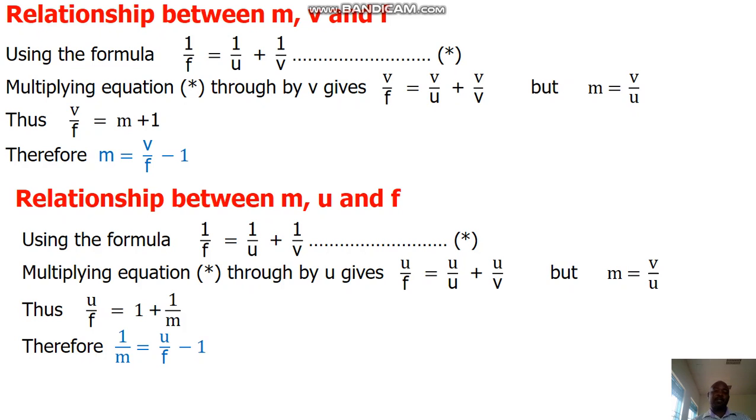Relationship between magnification m, object distance u, and focal length f. Still using the lens formula 1 over f equals 1 over u plus 1 over v, multiplying through by u gives u over f equals u over u plus u over v, but m equals v over u, thus u over v equals 1 over m. Therefore, we get u over f equals 1 plus 1 over m. Making 1 over m the subject, we get 1 over m equals u over f minus 1.